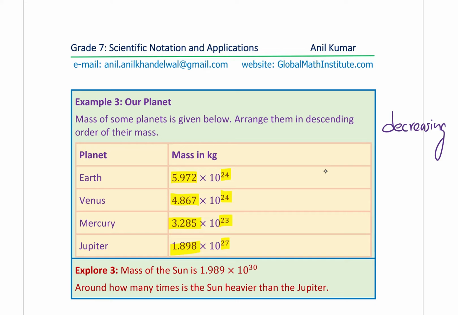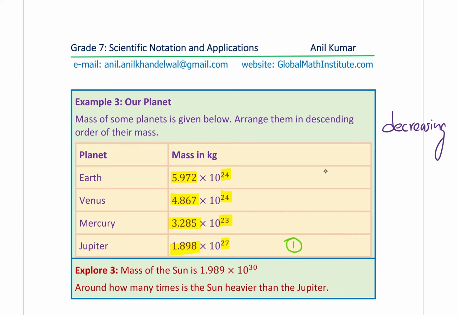So now you can compare directly with the exponents. We have to write the decreasing order. That means the first position goes to which one? Well, 27 is the highest number, so that will be first. Jupiter is the heaviest of all the planets.